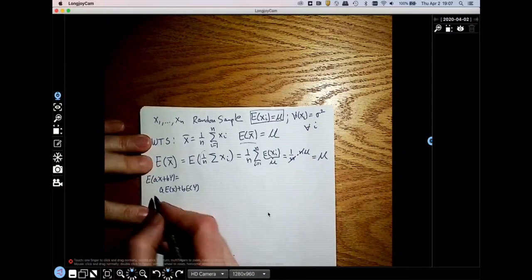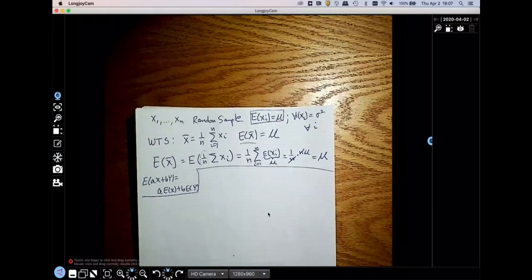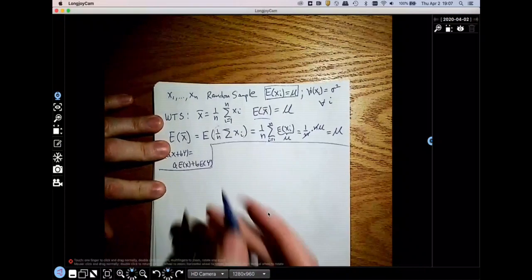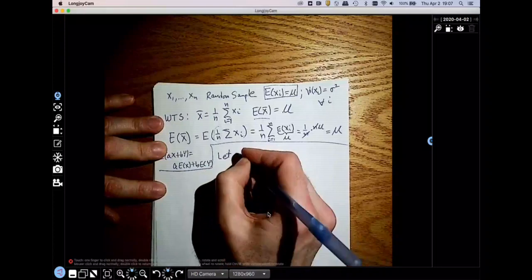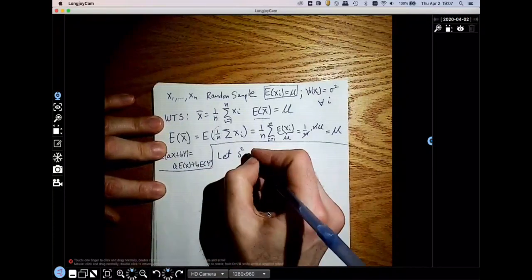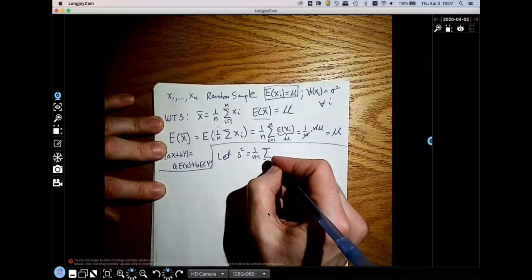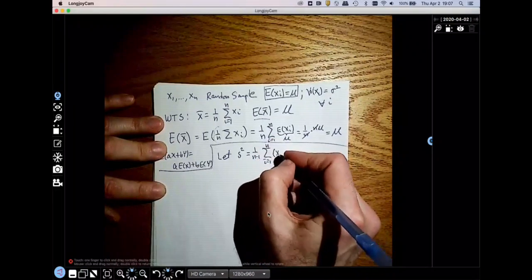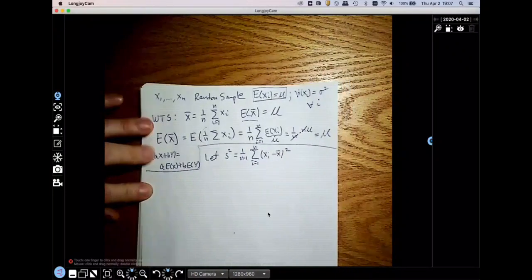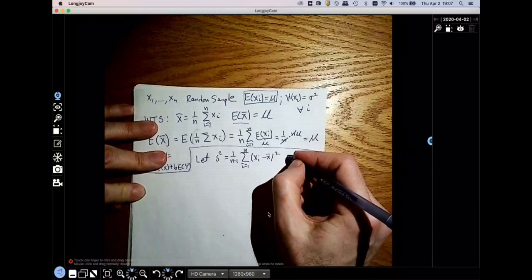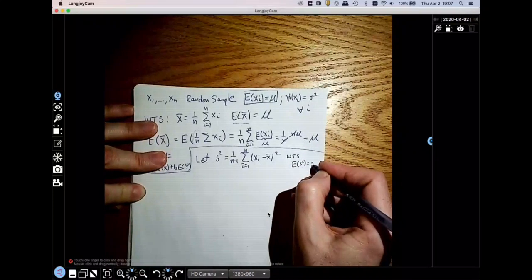Well, let's go work on the second result that I said we would establish. So let's say that s squared is our sample variance. This is just 1 over n minus 1 times the sum, i equals 1 to n, of (x_i minus x bar) squared. And we want to show, so let's just write that over here, want to show that the expected value of s squared is sigma squared.